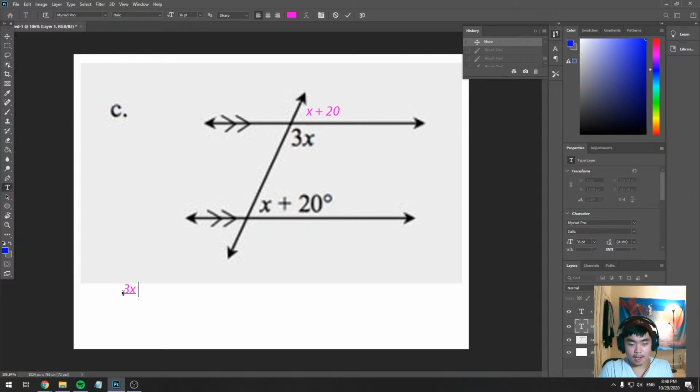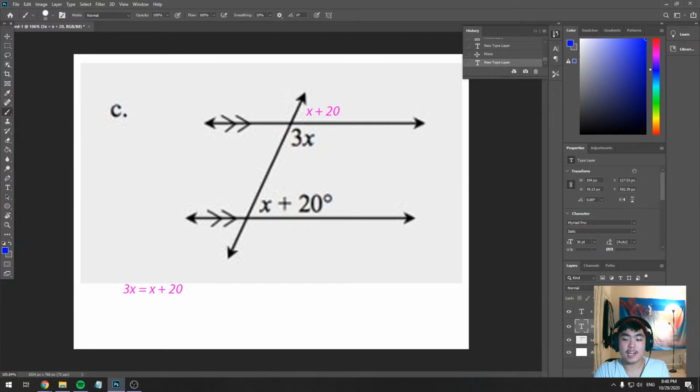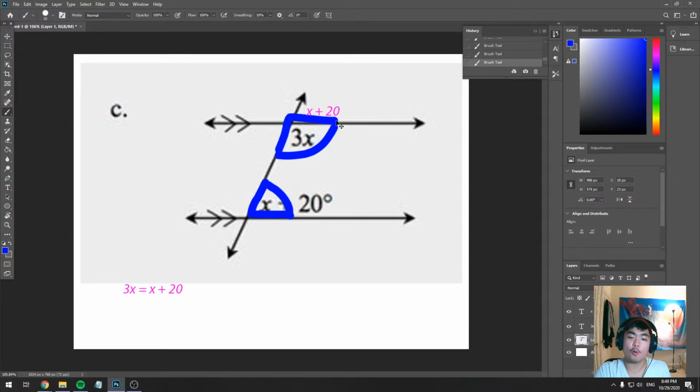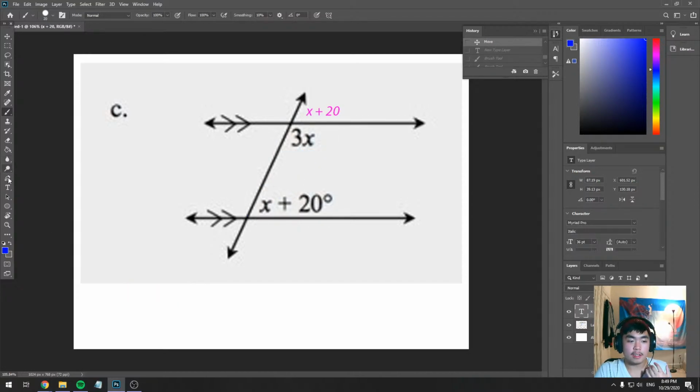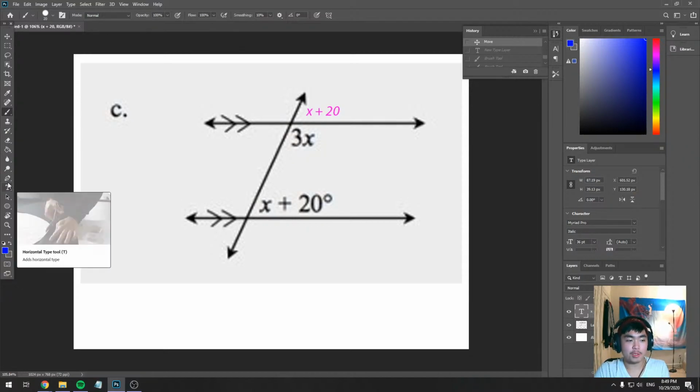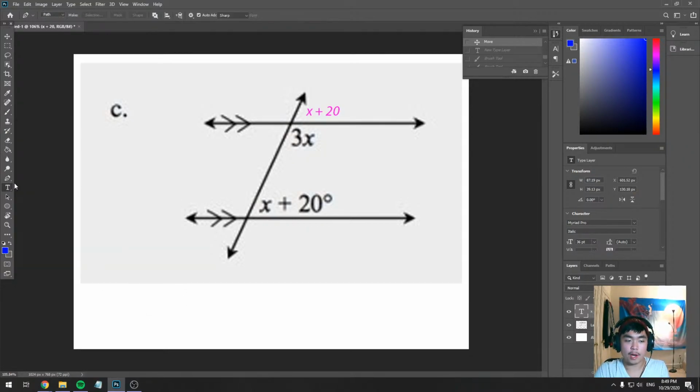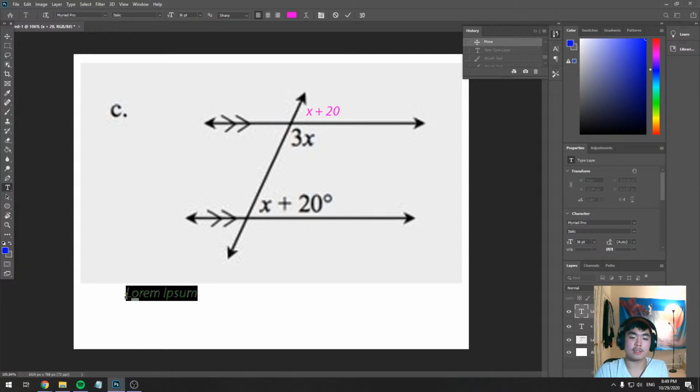So if I said 3x equals x plus 20, what does that mean? That would mean that angle 3x is the same angle as x plus 20, as this angle. However, we just said that they are not equal. This is acute, this is obtuse, there's just no way that they're equal. Then I said, okay, well, I know that they gotta add up to 180, so how do I express that in mathematics?